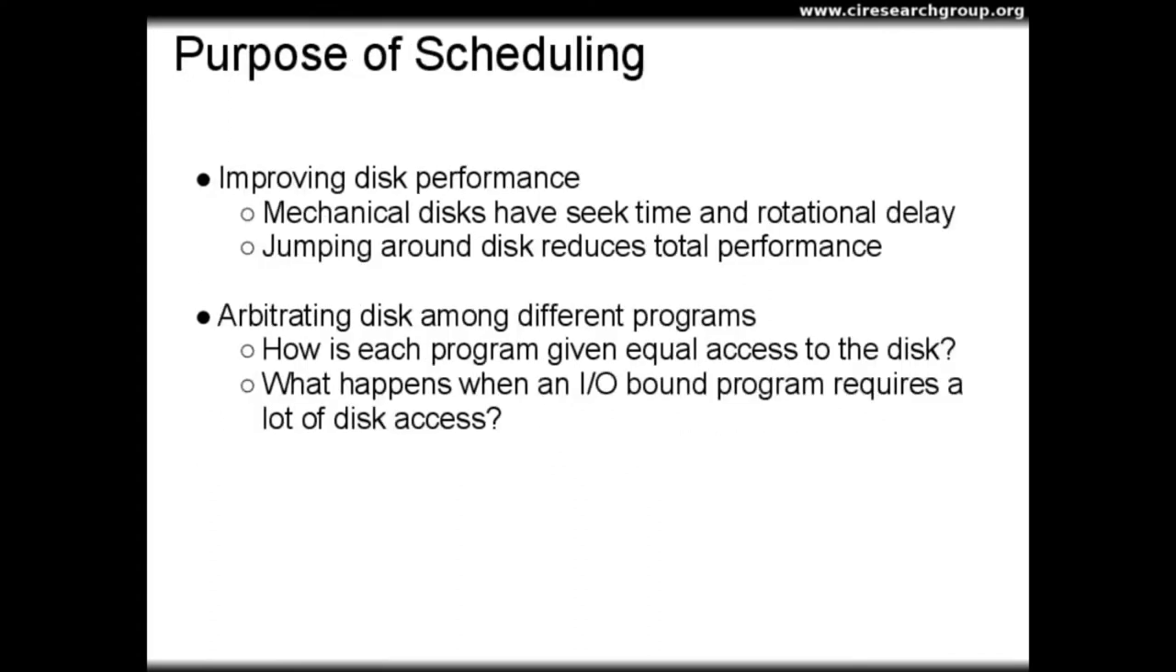Now, disk scheduling serves two purposes. The first of these is to arbitrate disk access among different programs. This ensures that competing programs have access to disk resources, and that a single program cannot monopolize the disk resources in such a way as to prevent other programs from accessing the disk. With mechanical hard drives, scheduling algorithms historically have also attempted to improve disk performance by reducing the number of seeks required, reducing the number of times the drive head needs to be moved. If the drive head has to be moved too many times, a lot of throughput can be lost from the disk because we're waiting on all those seek times to occur.